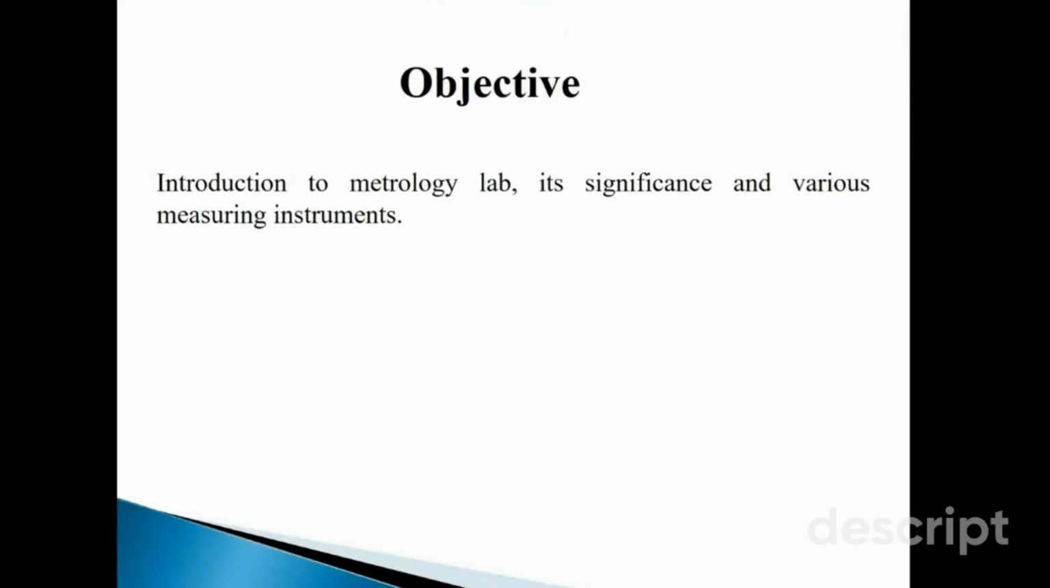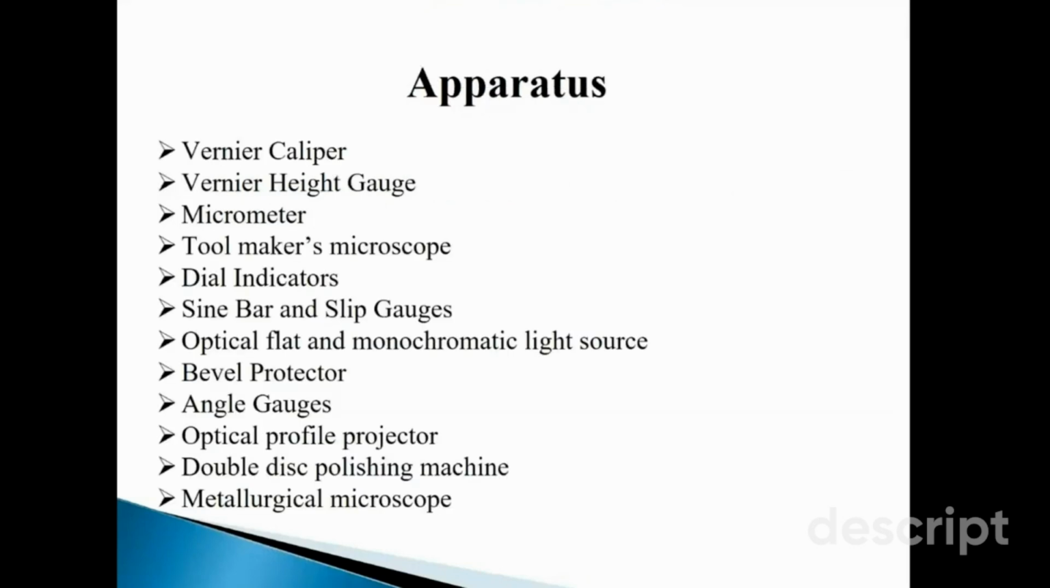This is the objective: we are going to learn about the metrology lab, its significance in the industries, what is the significance of metrology science in the industries, and what are the various basic instruments that are present in any metrology lab. These are some basic apparatus available in our metrology lab.